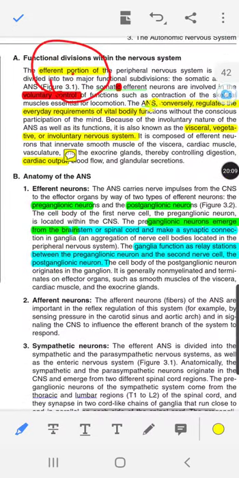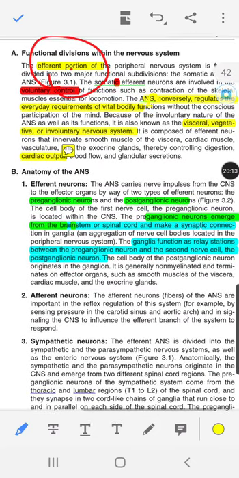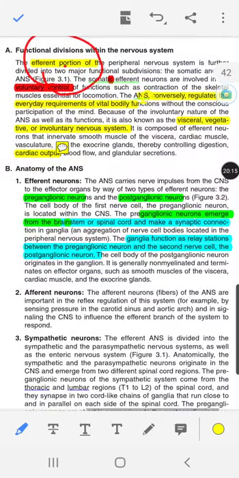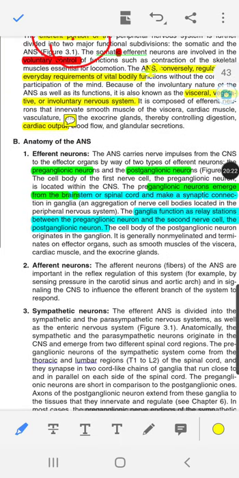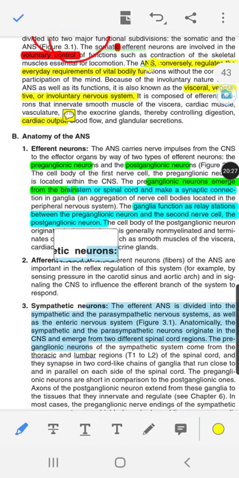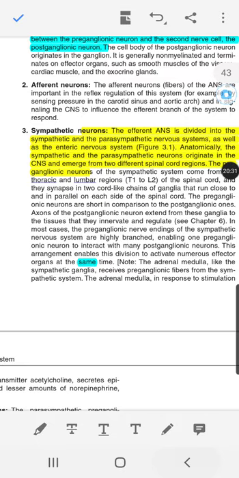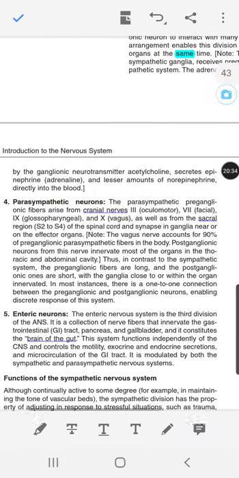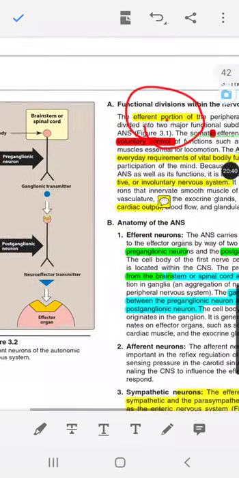The next heading is the anatomy of the ANS. In the anatomy of the ANS, there are five headings involved. You can see, first of all, I have shown you headings: efferent neurons, sympathetic neurons, and then parasympathetic neurons and enteric neurons. So these are the anatomy of ANS.